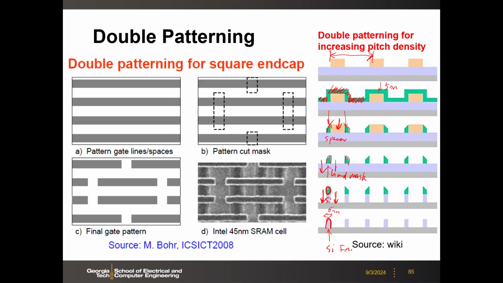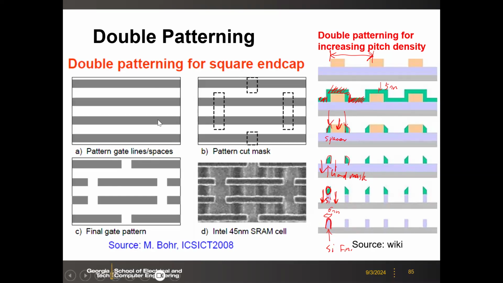So this is a poor man's method. But even here at Georgia Tech, we can do this in our clean room, if you really want to make a small feature. It's not easy, but it's doable without advanced EUV.